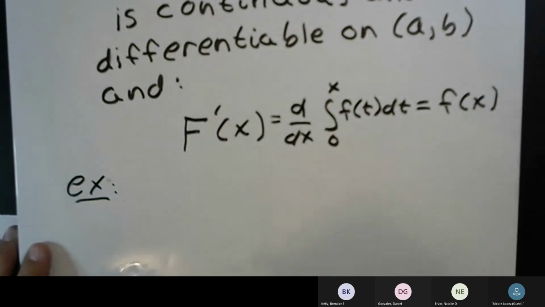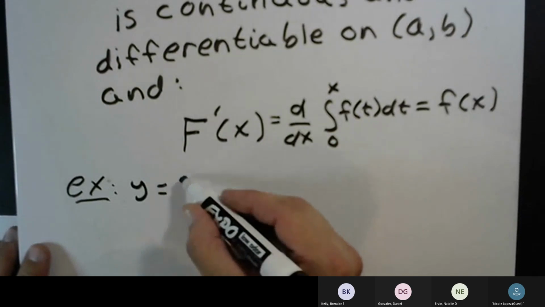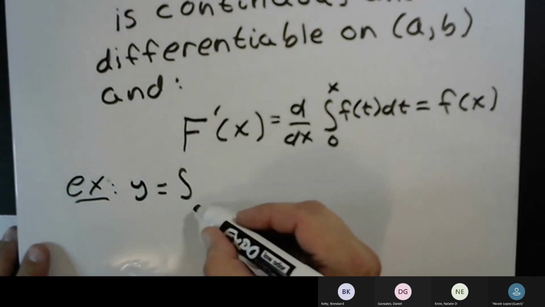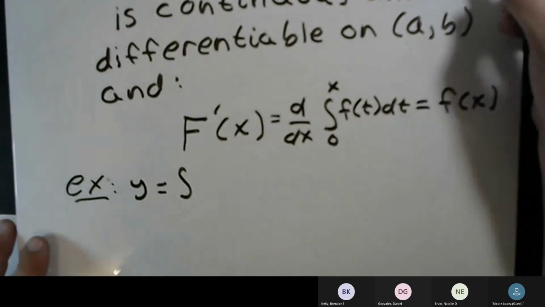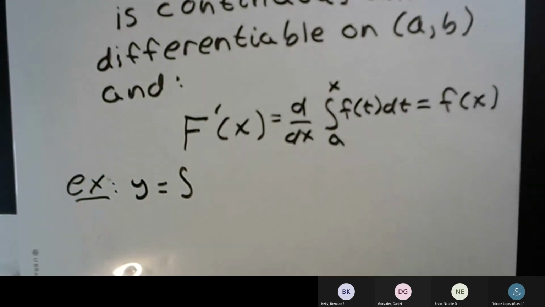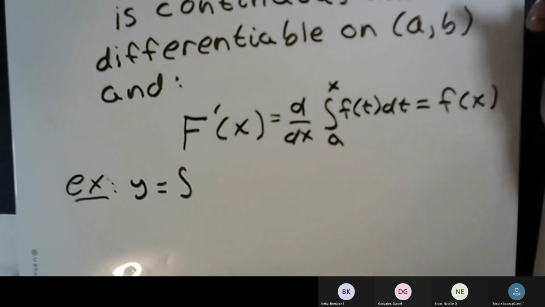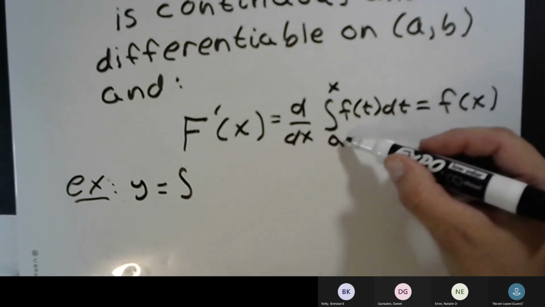So for example, if y is the integral, and it turns out, let me double check. Oh, I'm sorry, this doesn't have to be 0. This is a. My notes had that a little obscured. So real quick, before we go on, make sure this 0 is not a 0, it's an a. Which is, yeah, that's the way it should be.